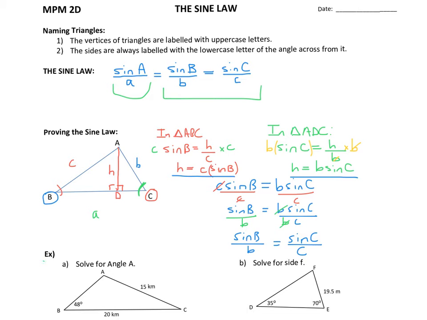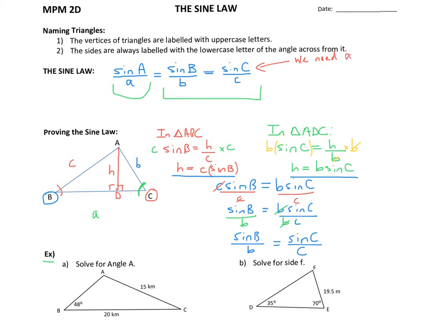All right, let's look at the example here. Solve for angle A. The key to being able to use our sine law is you have to have one complete ratio filled in. You need an angle and a side across from it, and then you need one other piece of information to fill in. So to be able to use the sine law, we need one angle and a side across from it.